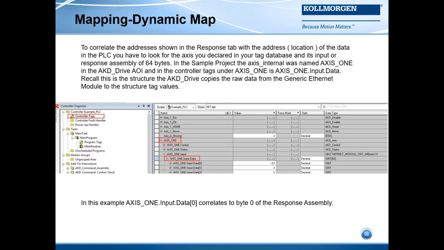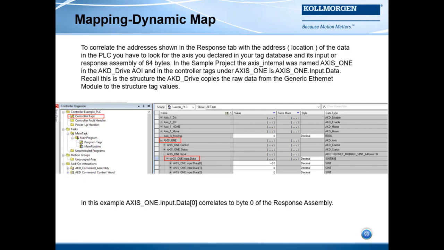To correlate the address as shown in the Response tab with the address location of the data in the PLC, you have to look for the axis you declared in your tag database and its input or response assembly of 64 bytes. The sample project, the Axis internal, was named Axis 1 in the AKD drive add-on instruction. And in the controller tags under Axis 1 is axis1.input.data, as you can see below in the screenshot of the controller tag database.